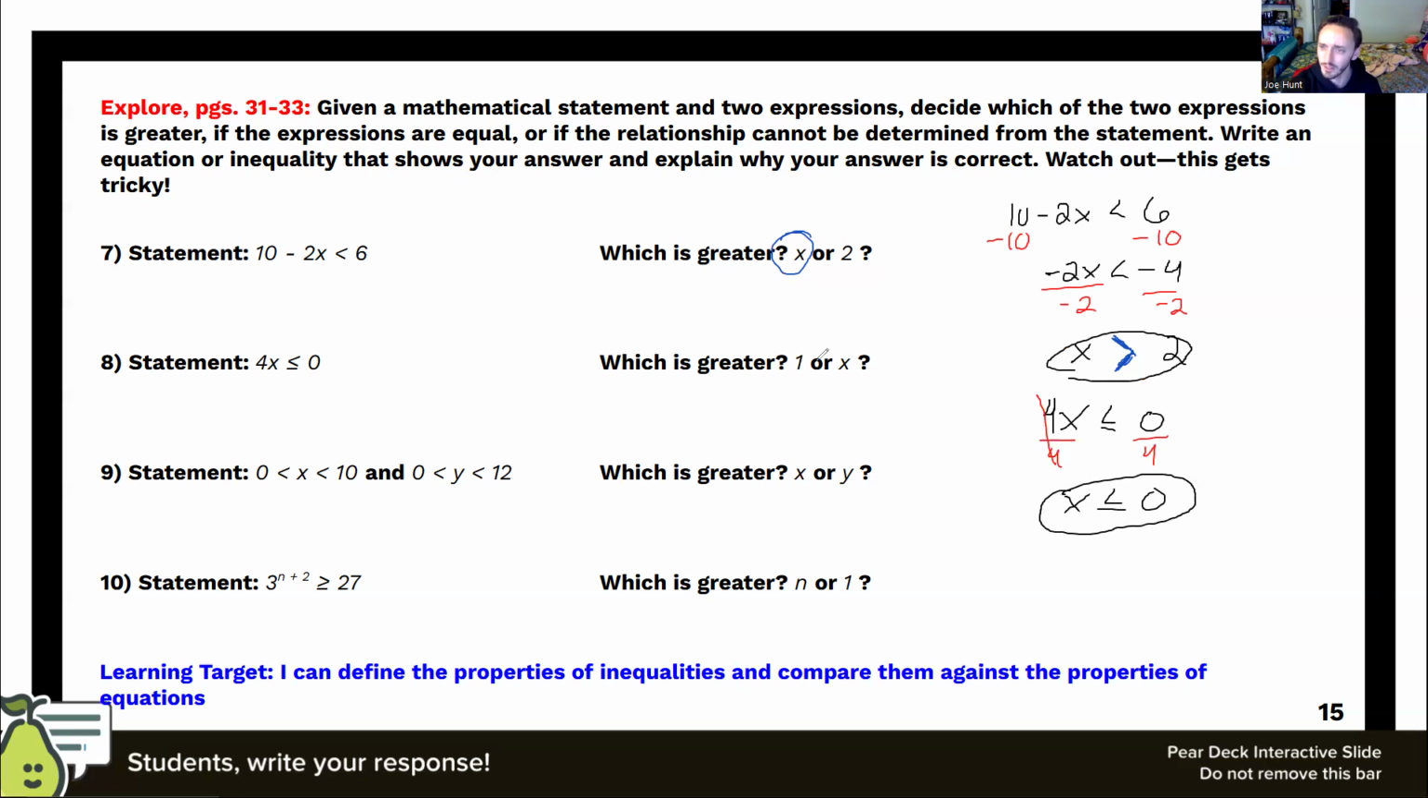So if I'm trying to figure out which of these is greater, right? Well, x could be nothing, which is definitely less than 1, or it could be a negative number, right? It could be less than 0, which is still less than 1. So in both cases, 1 is the greater quantity.